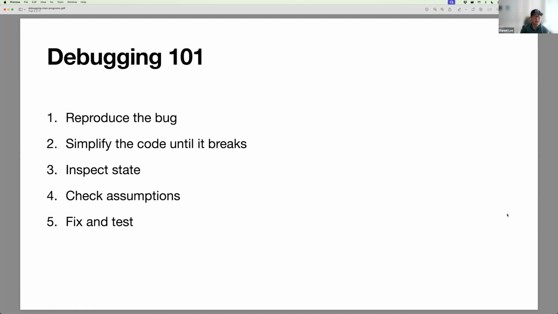The next thing you usually do is you simplify the code until you find out where it breaks. So you're trapping where the error is. You want to inspect the state during that process, so figure out where along the process something is not what you expect. You're going to check your assumptions. Maybe something that you thought was going to happen didn't happen, and then you'll fix it and test it and just restart the process over and over again.